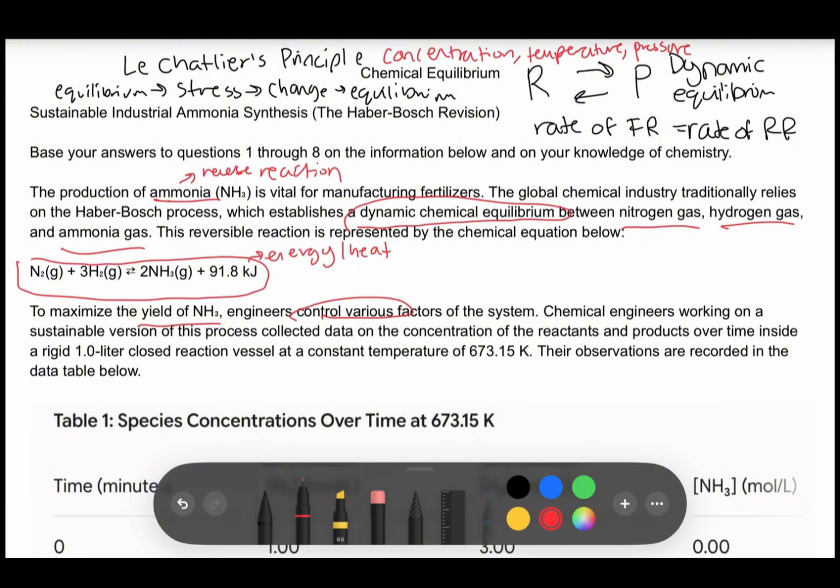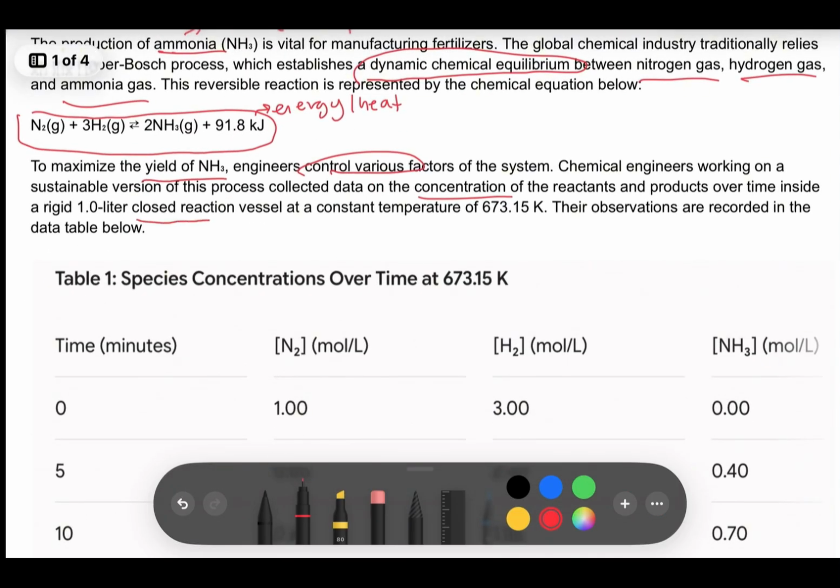To maximize the yield of NH3, or ammonia, engineers control various factors of the system. Chemical engineers working on a sustainable version of this process collected data on the concentration of the reactants and products over time inside a rigid 1.0 liter closed reaction vessel at a constant temperature of 673.15 Kelvin. Their observations are recorded in the table below. So again, we have a closed container and a constant temperature.